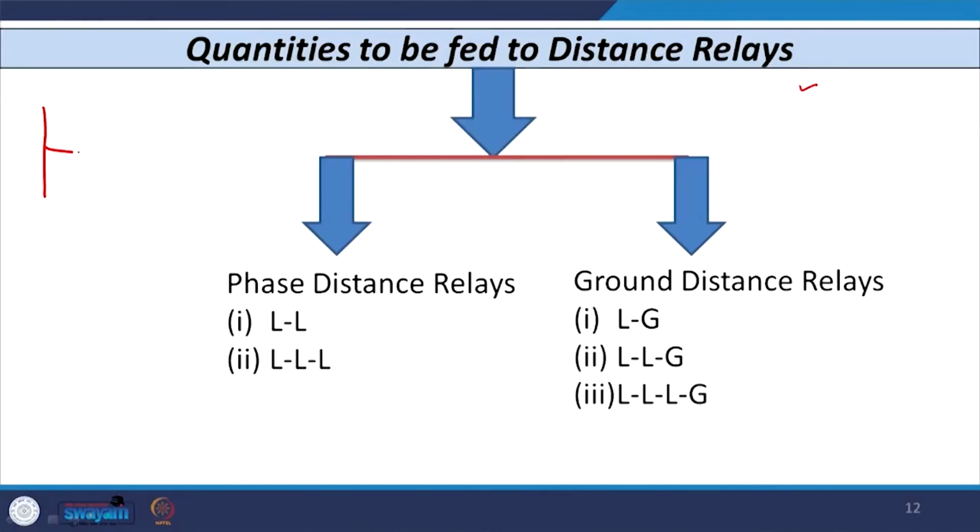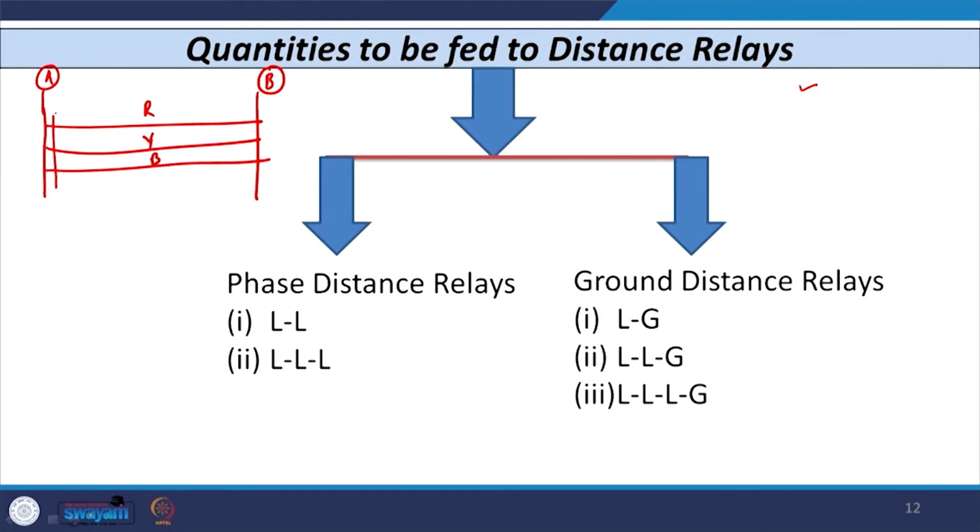Whenever I consider, distance relays are basically classified into two units, one known as phase type distance relay and another known as ground type distance relay. For example, if I have a transmission line connected between two buses, let us say A and B, and we have the three conductors R, Y, B, and we have the relay located here. This is your relay supplied by CT secondary and PT secondary.